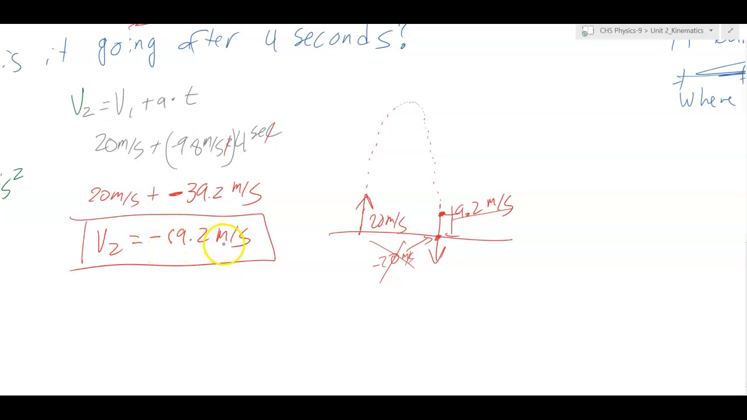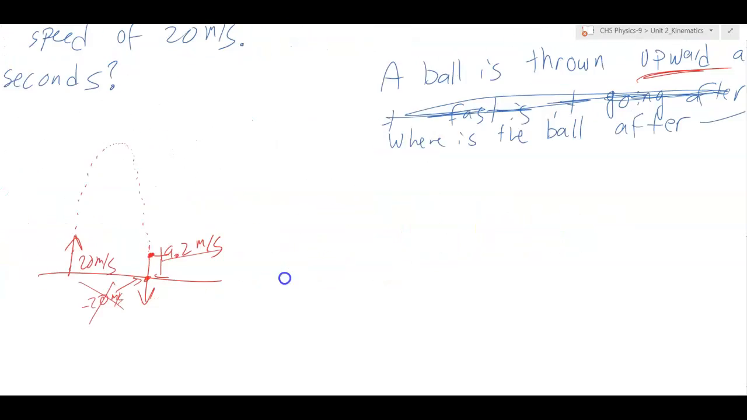Okay, now if we go back to over here, remember that we said that the final velocity was negative 19.2 meters per second. If it started at positive 20, if it ends up at the same spot, it would be going the same speed, but just in the opposite direction. It would be going negative 20. So we guessed in the last one that it's going to be a little bit above where we started from. Okay, so we want to figure out what the displacement is.